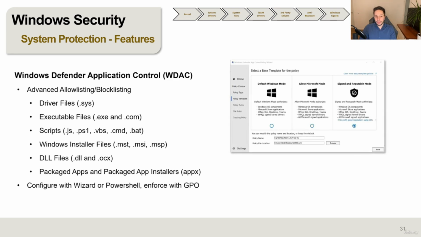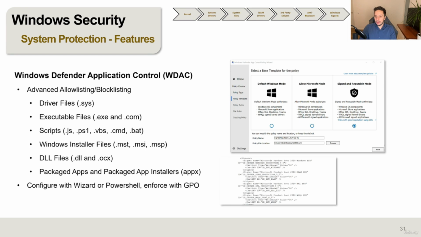Nowadays you can configure it with the Wizard or PowerShell, and you can then enforce it with group policy objects. As you can see in the picture, the first picture is actually the Windows Defender Application Control Policy Wizard. This was not there before. Now it's a little bit easier because you can use this, and you can see that there are some three default modes that you can be using when you are implementing this kind of application control.